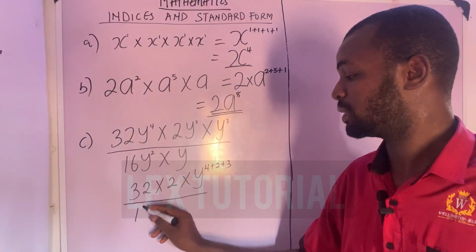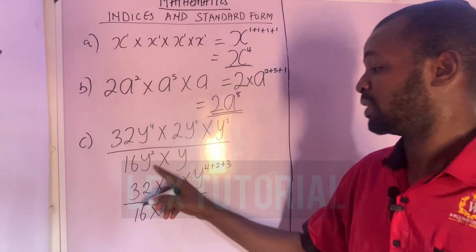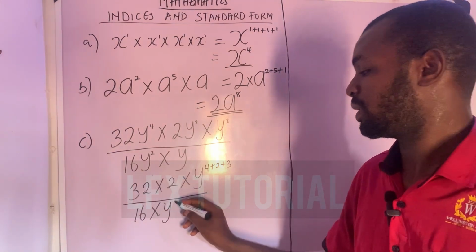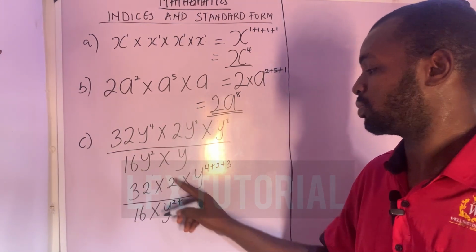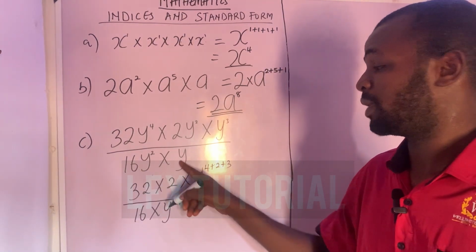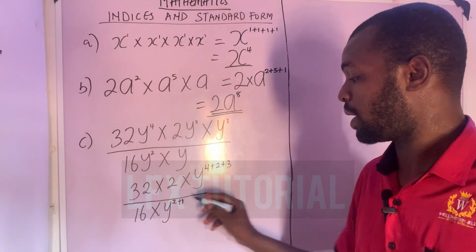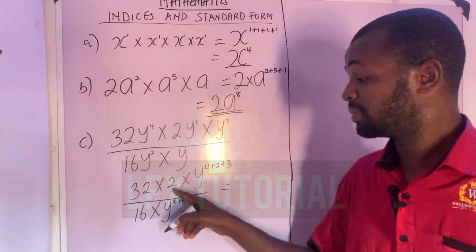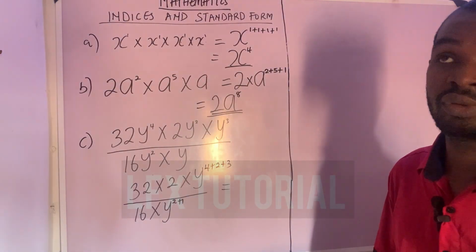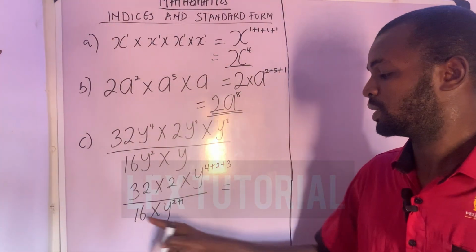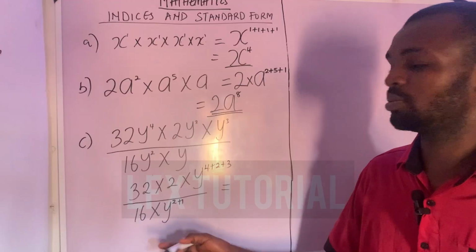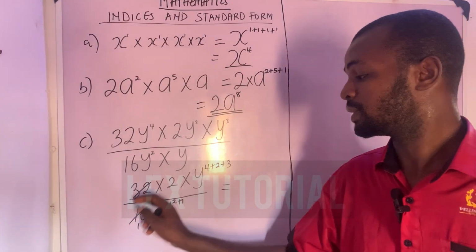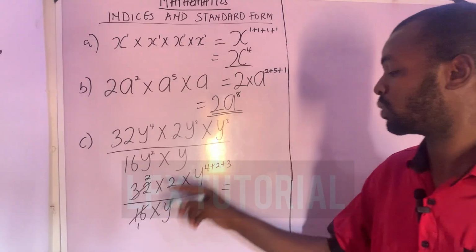So you bring 16 times, there's y here, there's y here. You pick one y. How many y is here? 2 plus, because times is changing to plus. How many y can you see here? 1. Which is equal to, you can multiply if you want, but to avoid using a calculator, since 16 can divide 32 without remainder, let 16 divide 16 to give you 1, and 16 divide 32 to give you what? 2.